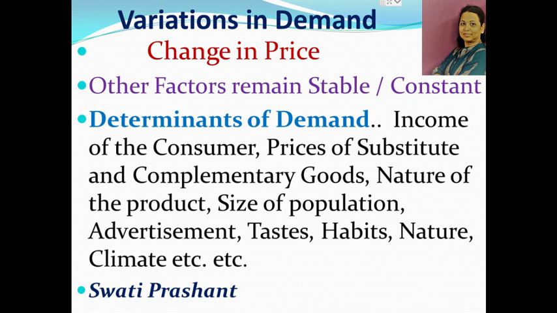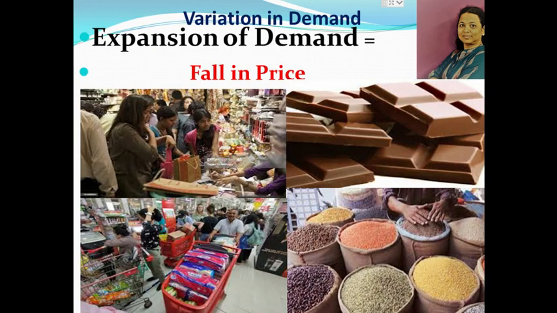There are two types of variations in demand. First is expansion of demand and second is contraction of demand. Okay, let us start with expansion of demand. Expansion of demand refers to a rise in quantity demanded due to a fall in price alone while other factors are unchanged.